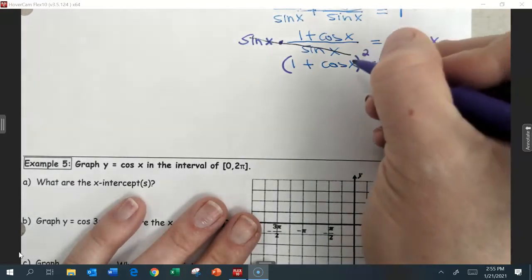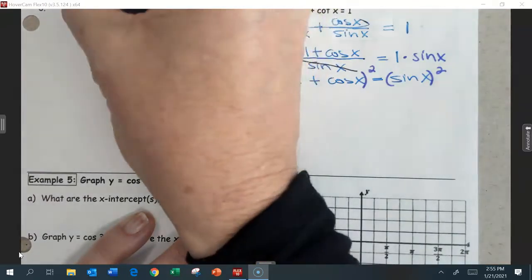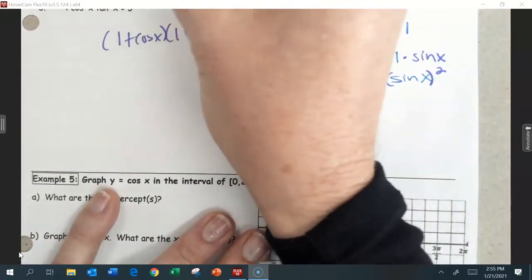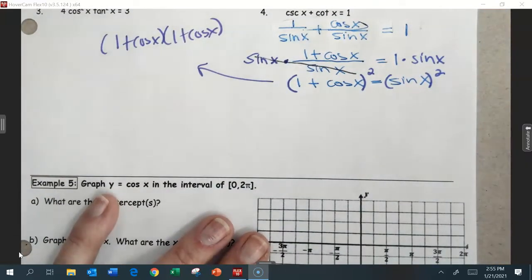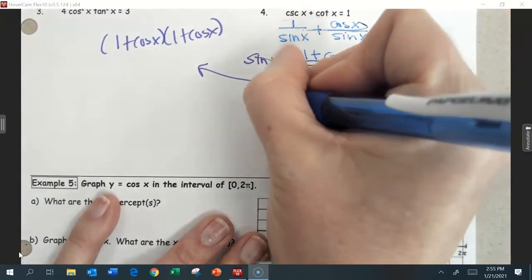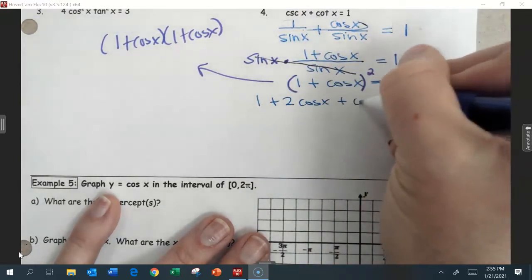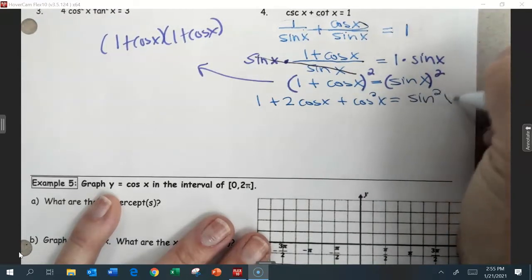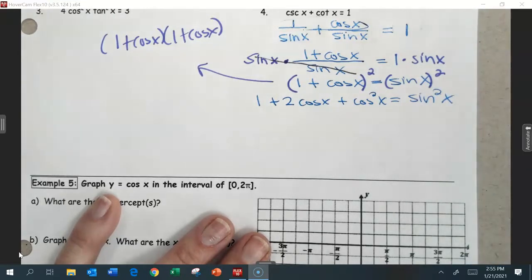So I'm going to come out over here and we're just going to FOIL this. Off to the side, remember, this means 1 plus cosine of x times 1 plus cosine of x. When you multiply that out and simplify, you get 1 plus 2 cosine of x plus cosine squared of x equals sine squared of x. And remember, these are equivalent; we just write it like this in trig.